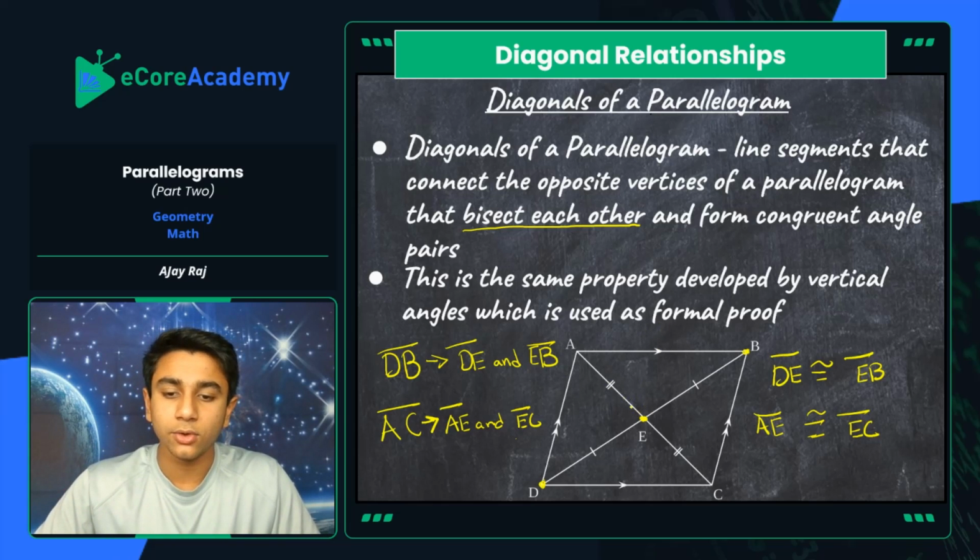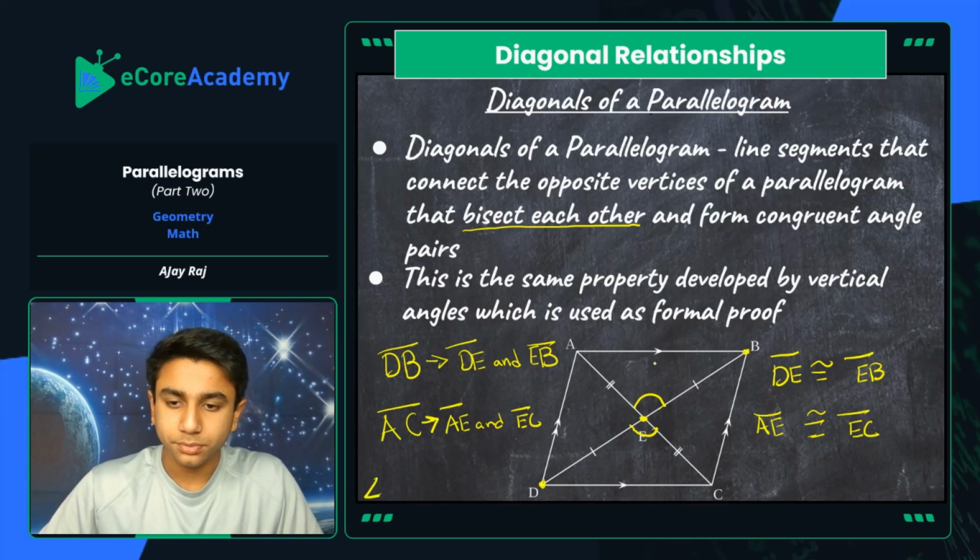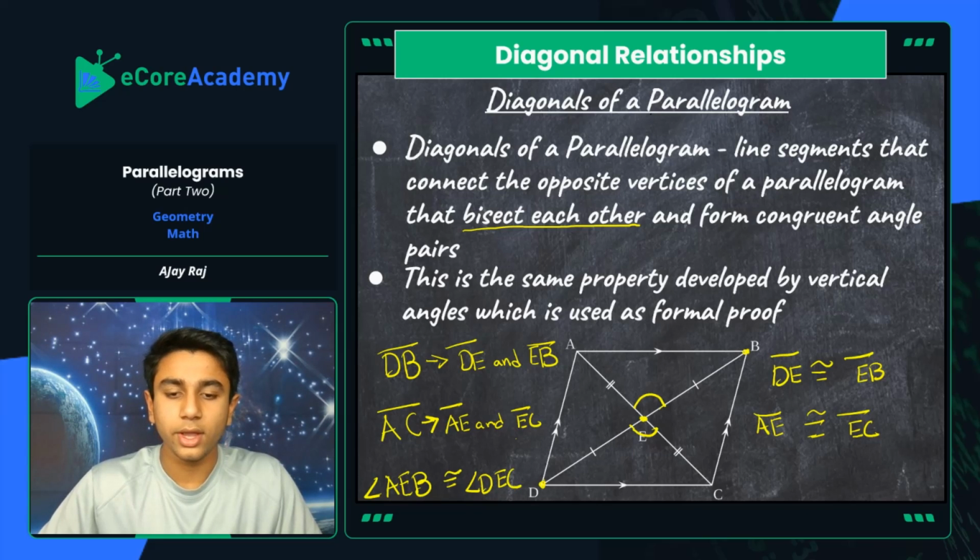So we take a look at this angle right here, this opening angle of AEB. We know that angle AEB is going to be congruent to angle DEC. So let's write that. Angle AEB is going to be congruent to our angle DEC. And this is because of the vertical angles relationship.